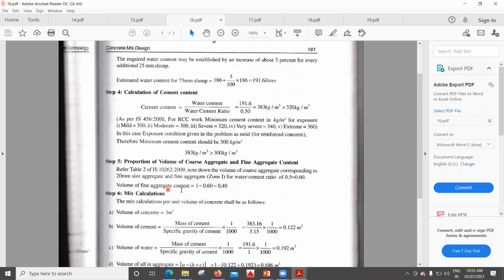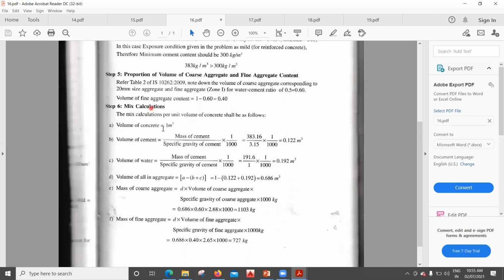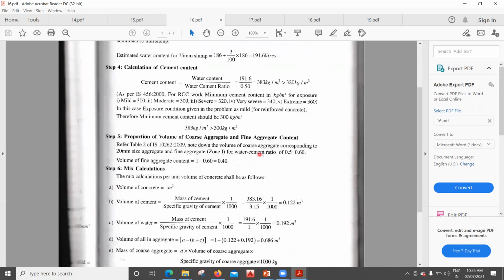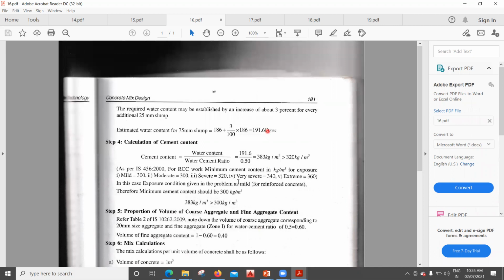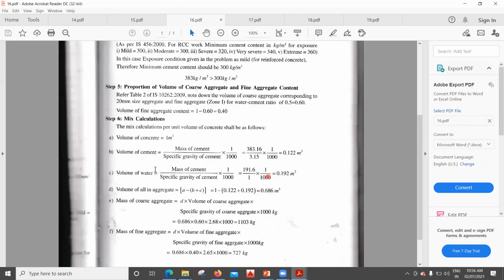Therefore volume of fine aggregate will be 1 minus 0.60, which comes out to be 0.40. Next, final mix calculation. Volume of concrete is 1 cubic meter. Volume of cement will be mass of cement divided by specific gravity of cement into 1 divided by 1000. Volume of water also we know how to do. Just substitute all these things, which is equal to mass of cement. Volume of water is 191.6. From here you are going to get divided by 1 into 1 divided by 1000.